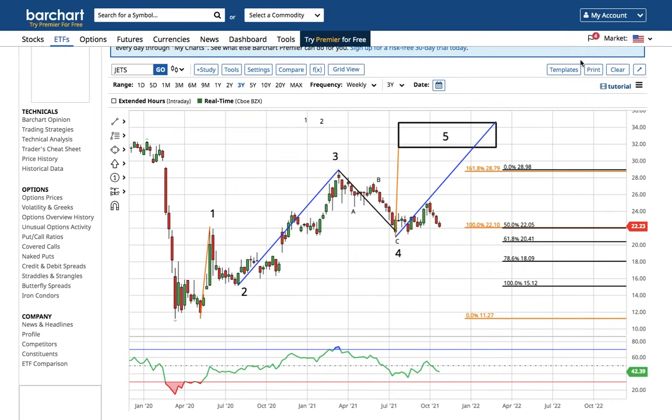A wave 5 would be the length of wave 1 or the length of wave 3 placed at the wave 4 low. So if it's the length of wave 1 placed at the wave 4 low, that takes it to 31. If it's the length of wave 3 placed at the wave 4 low, that takes it to 34. So the wave 5 target zone is 31 to 34, and when this gets moving, it's going to be pretty quick. I think this is going to happen towards the end of the year, very early into the first quarter. That was around the time we saw that rally last year. We'll talk about the options market in a second.